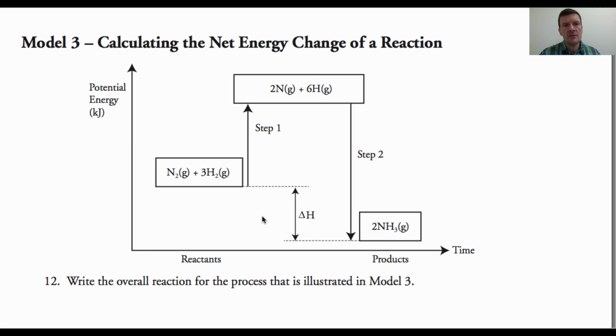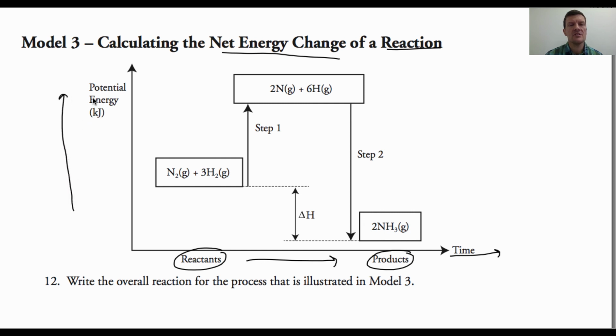Alright, in Model 3 we're looking here at a diagram that is showing us the net energy change for a reaction. And let me just walk you through this because it's a little complicated maybe at first. But here we have reactants, then a reaction occurs, and you have products that are formed. So this is over the passing of time. And here we have energy. Over here at this side we have energy.